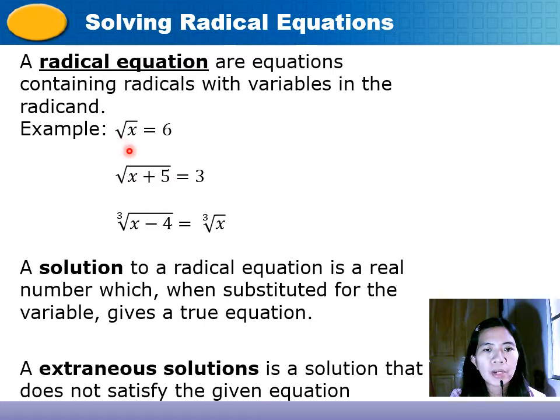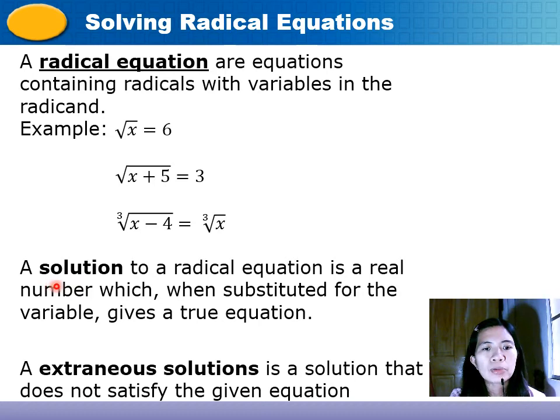We have the square root of x equals 6. If we notice, there is a variable inside the radical symbol. Next, the square root of x plus 5 equals 3. You notice there's another variable here, and this is a binomial. Next is the cube root of x minus 4 equals the cube root of x. We have a variable x on both sides of our equation.